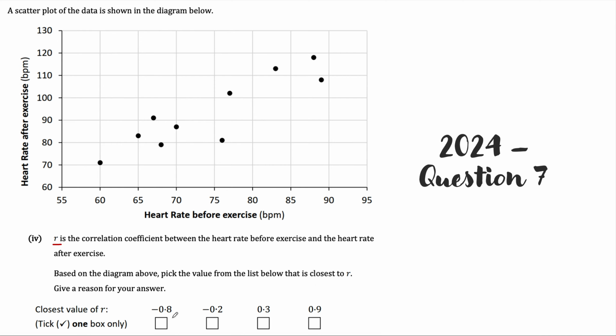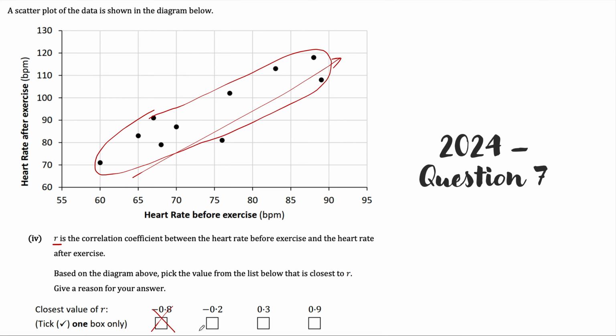So this is negative and this is negative. But if I look at the data, my tip to you is to draw a loop around the data as best you can. And that's going in this direction, right? As I read from left to right, it's going up. That indicates to me that I am looking at a positive correlation. So that rules out these two. It rules out the -0.8 and the -0.2. So that leaves me with 0.3 and the 0.9.